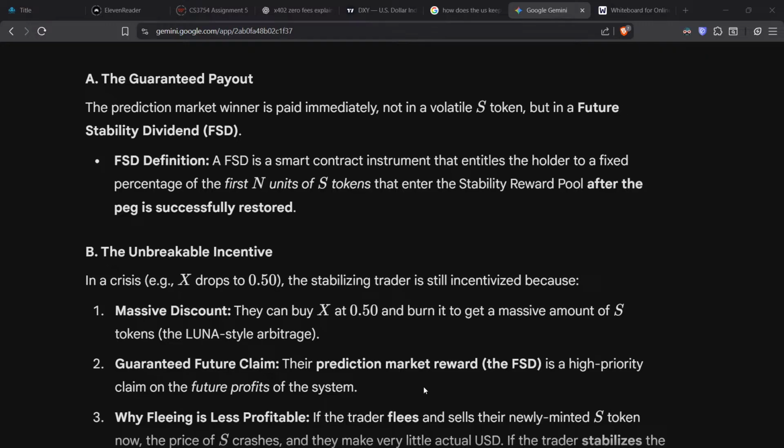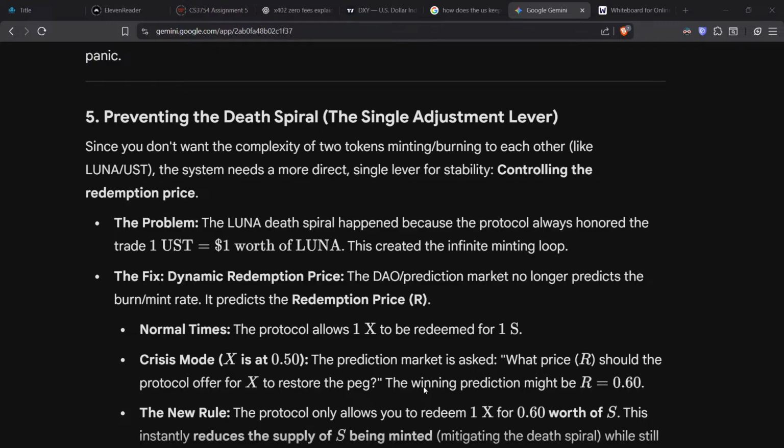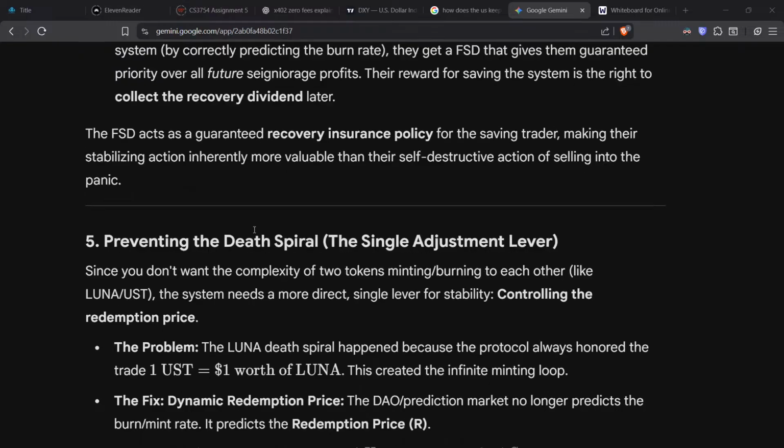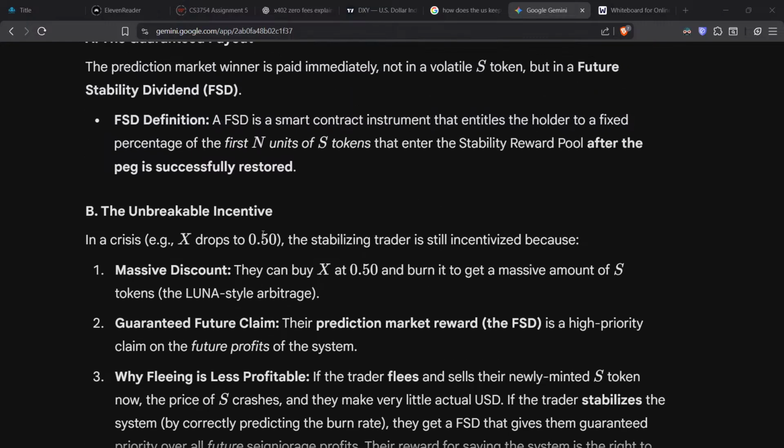If they can buy X and burn it to get a massive amount of S tokens, is a high priority claim. I mean, this is kind of the same thing. They're still the same problem because, let's just say this is falling a lot, and you're using tokens to predict, but since you're getting it right, you're basically converting. Let's say it's dropping, so you want to decrease supply, but then if you decrease supply, how do you get seigniorage or whatever?